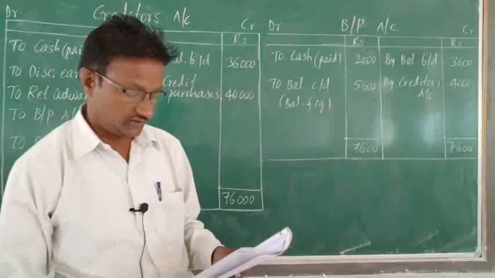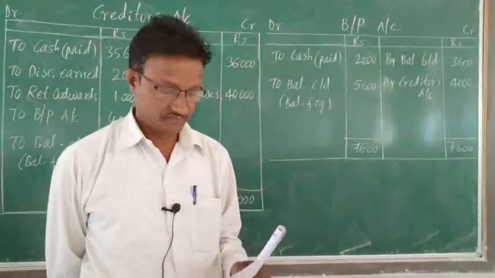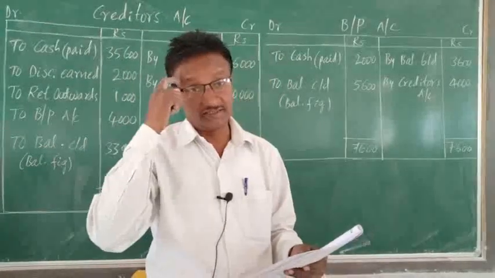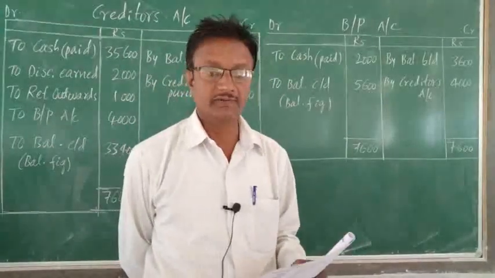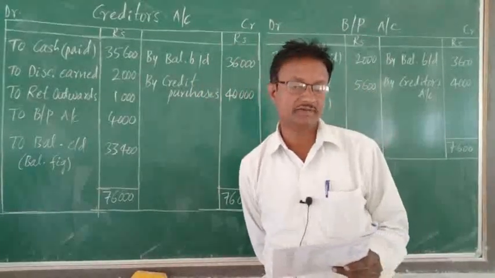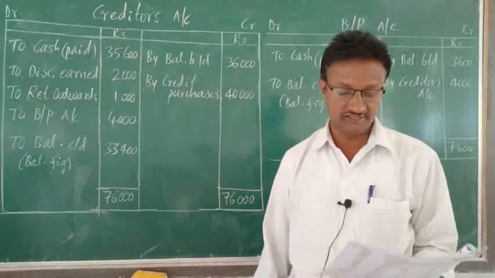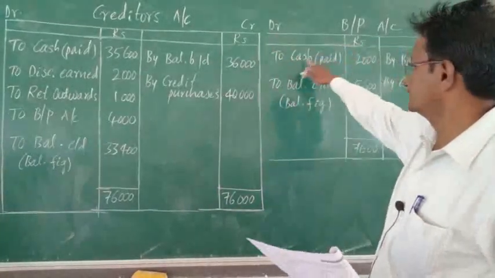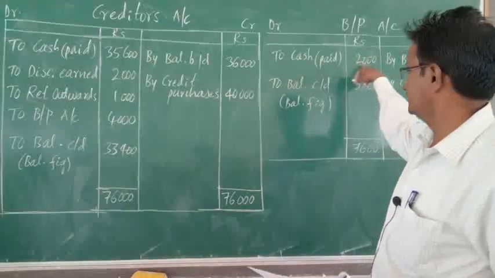Next, see the cash book. On the payment side, the first entry is by bills payable 2,000. It indicates cash paid on the maturity of bills. So write in the bills payable account: to cash paid 2,000.